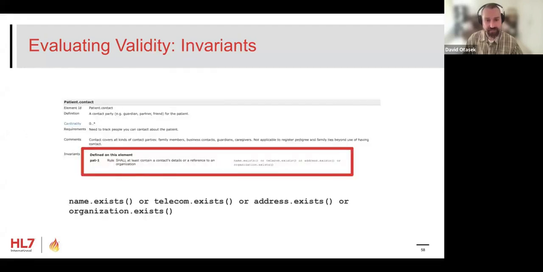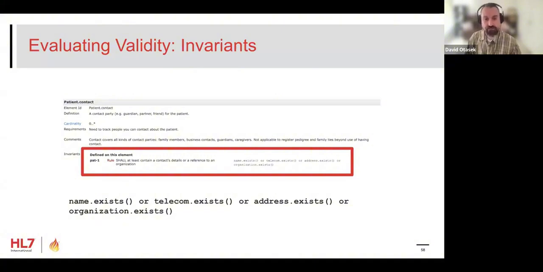The rule for this invariant states that a contact must contain a contact's details or reference an organization. To be able to determine whether or not this invariant is satisfied, the validator will use the provided FHIR path expression. FHIR path is an expression language used in FHIR related to specifications, and it can be quite complex. There will be another presentation in this series on October 29th, which focuses on FHIR Path Lab. I will be personally tuning into that. But for this presentation, the only thing we need to know is that FHIR path can be used to evaluate logical expressions based on resources.